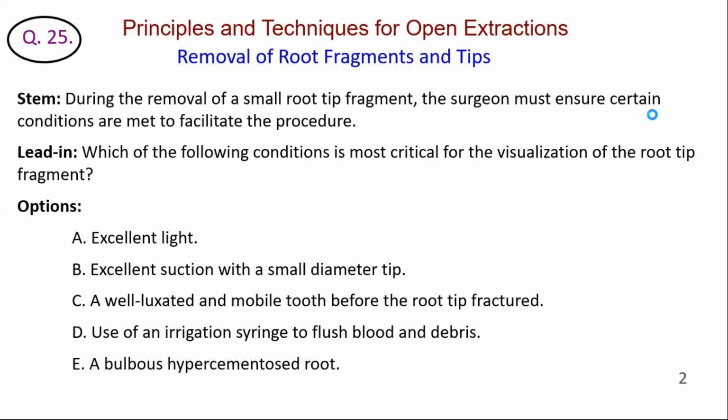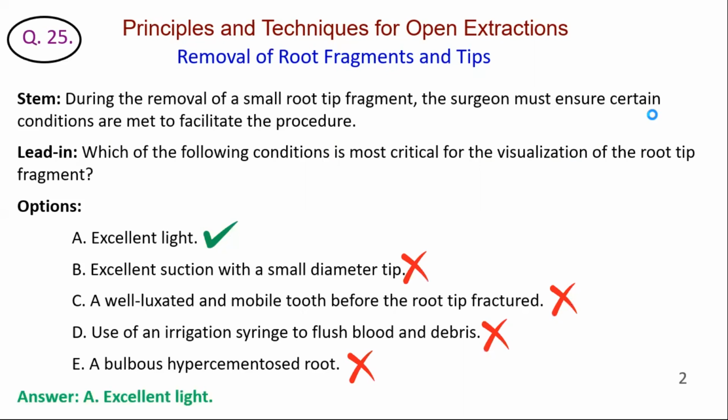During the removal of a small root tip fragment, the surgeon must ensure certain conditions are met to facilitate the procedure. Which of the following conditions is most critical for the visualization of root tip fragment? This is critical for a surgeon to clearly visualize the root tip fragment. Important but secondary to excellent light for visualization. Helpful for extraction but not for visualization. Helps in visualization but is secondary to excellent light. This condition can complicate extraction, not enhance visualization.